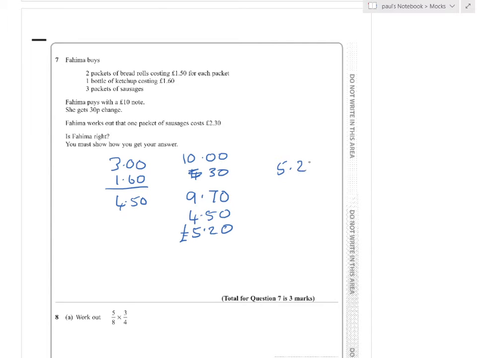So £5.20 divided by 3 is 1 with 2 left, 7. Ooh. Oh, have I made a mistake here? I think I have. I'm not far off.